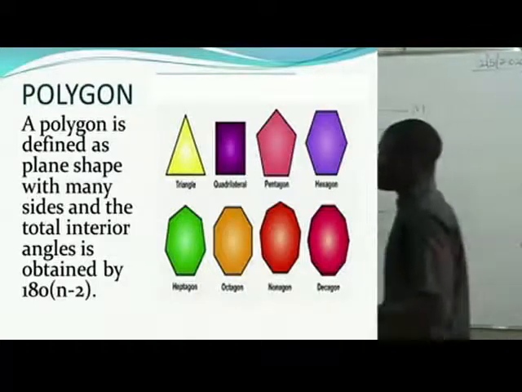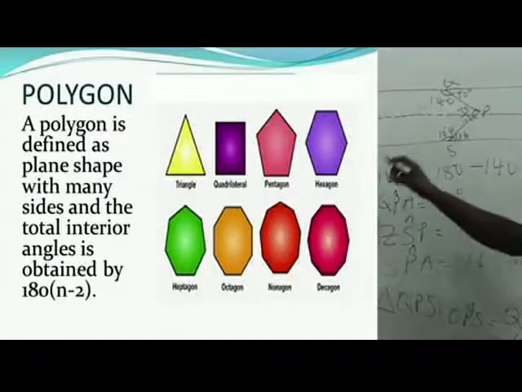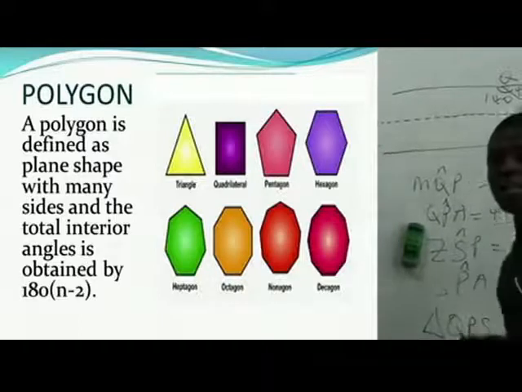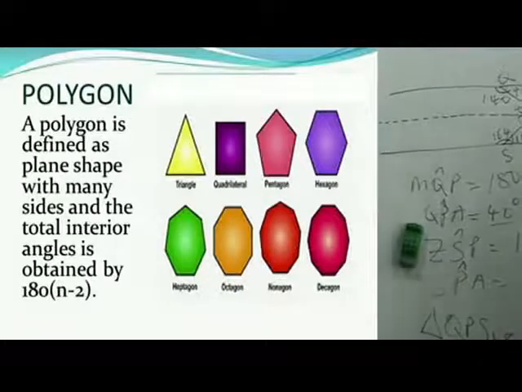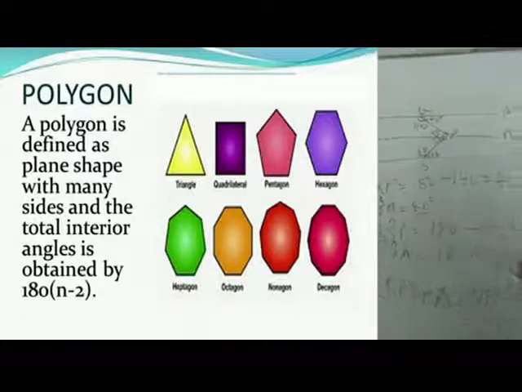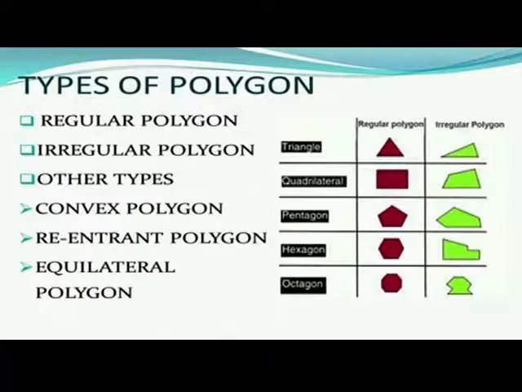Polygon, polygon, plane shape with many sides. Polygon, and the total interior angles is obtained by 180 bracket n minus 2 bracket. Now I could list the polygons for you. We have triangle. Triangle is a polygon of what? 3 sides.